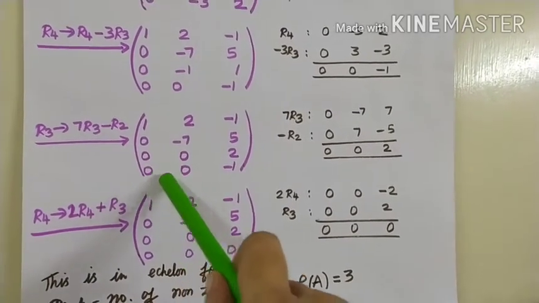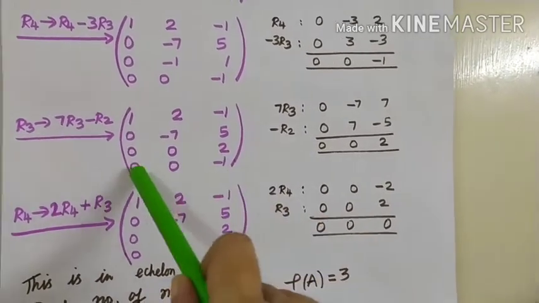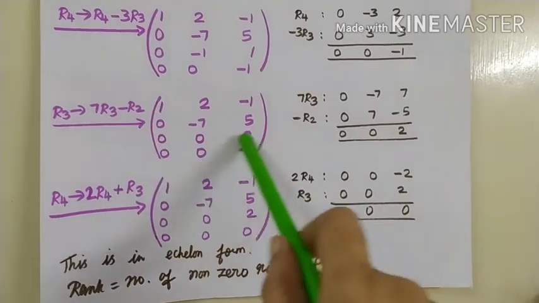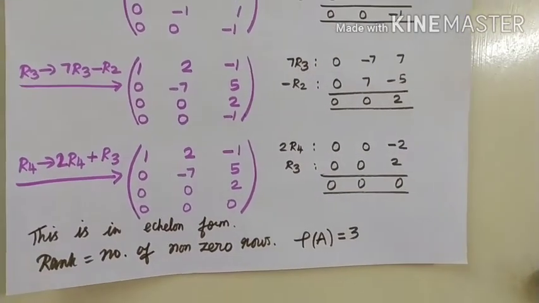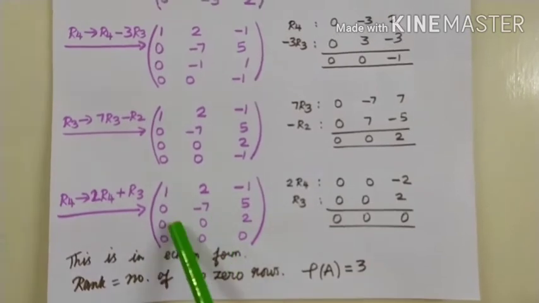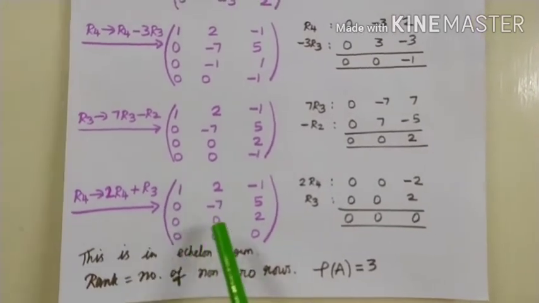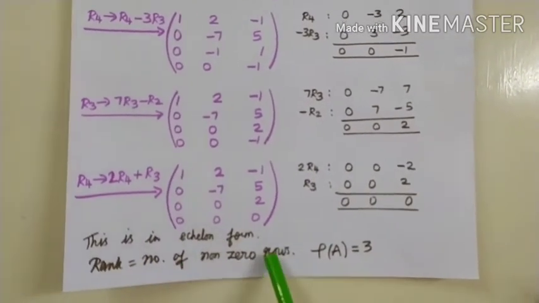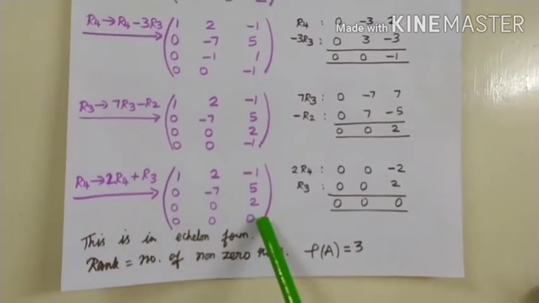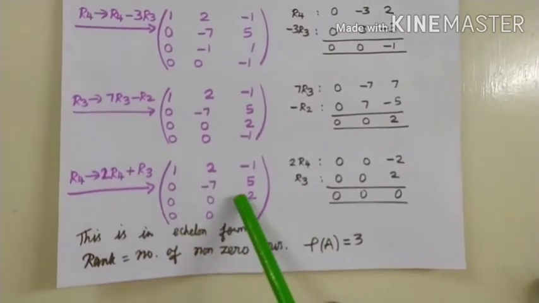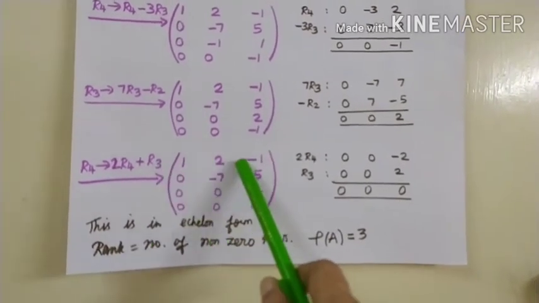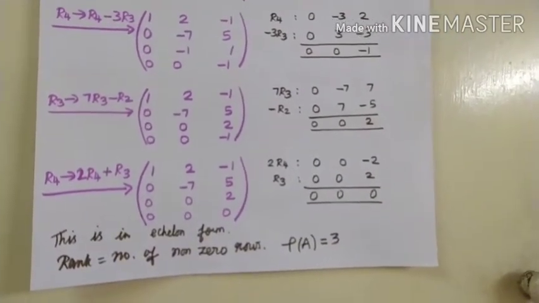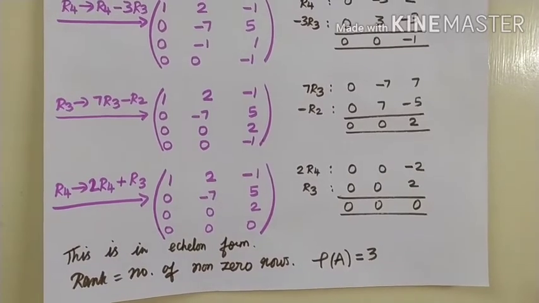So this is 2R4 plus R3. 2R4 means multiply all this by 2 and write it. Then R3 we shall write as we simplify. So we get 1 0, 2 zeros and 3 zeros. So this is in echelon form. Rank will be the number of non-zero rows. This row contains only 0 means it is a 0 row. This row contains a number, this row contains a number, this row also contains some numbers. So 1, 2, 3. 3 non-zero rows. So rank of A is equal to 3.